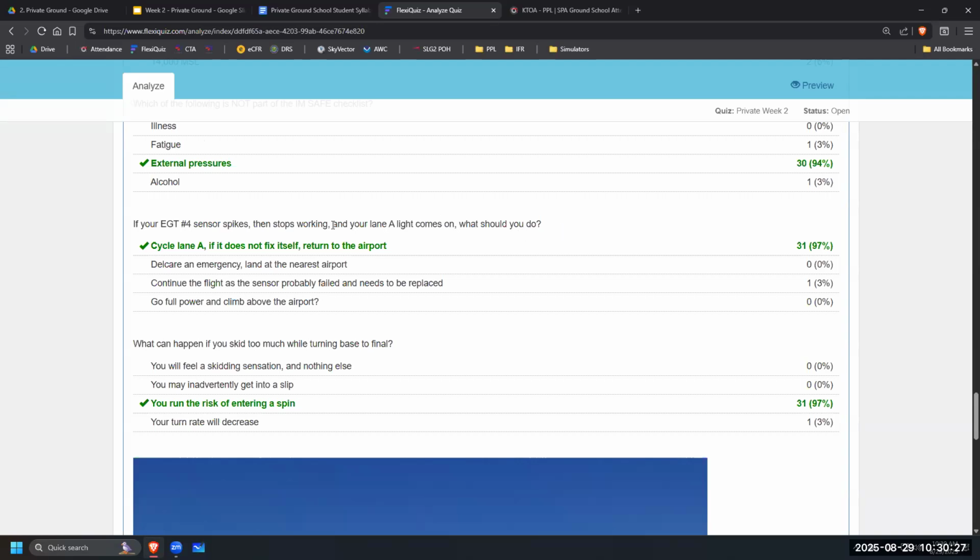The biggest part of this is your lane light A comes on. It's not really about the sensor. I talked a little bit about how a lot of the times the sensors are the problems with the lane lights, but your lane light A comes on. It doesn't say anything about lane B coming on. You just have one lane light. So you cycle lane A, and then if the light still stays on, you can return to the airport.